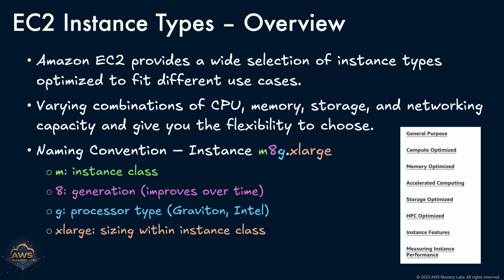G, this suffix identifies the processor architecture. In this example, G stands for Graviton, which means this instance runs on the in-house AWS Graviton processors. X-large, this denotes the instance size, which directly corresponds to the number of vCPUs, virtual CPUs, and RAM memory allocated. This naming convention is consistent across all EC2 instances, allowing for easier identification.